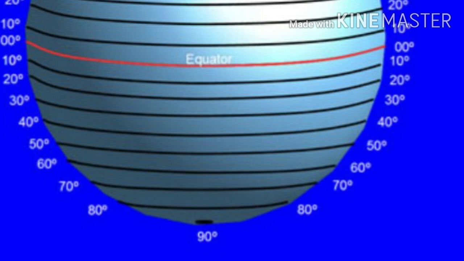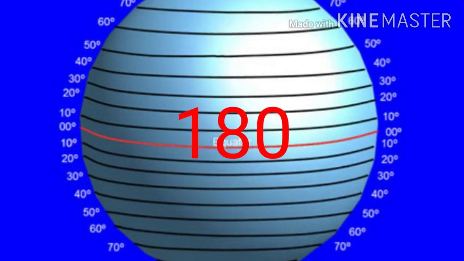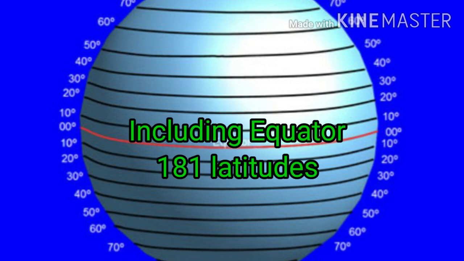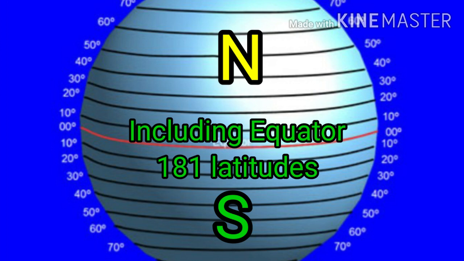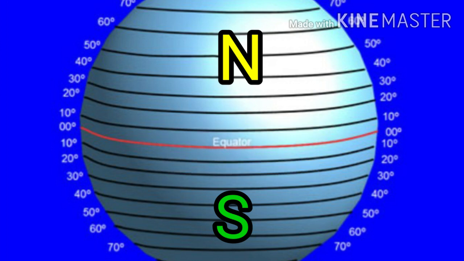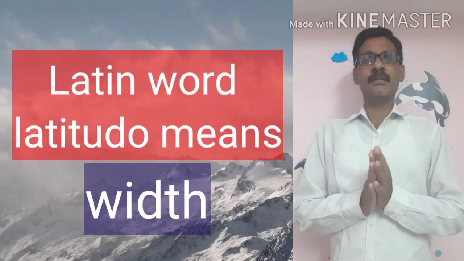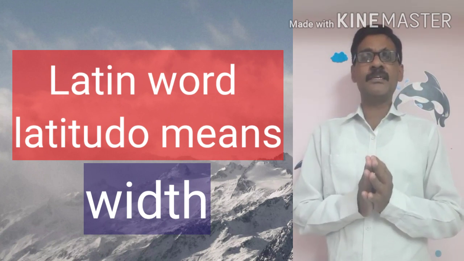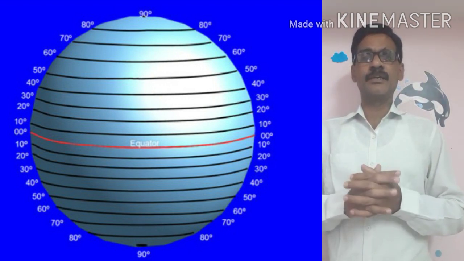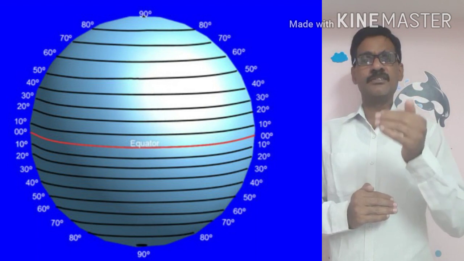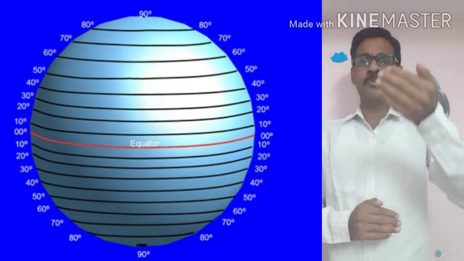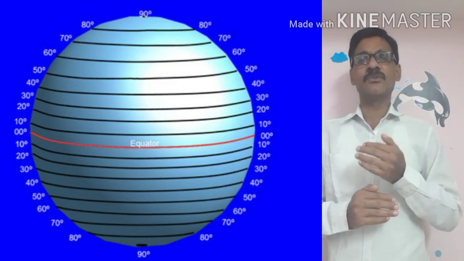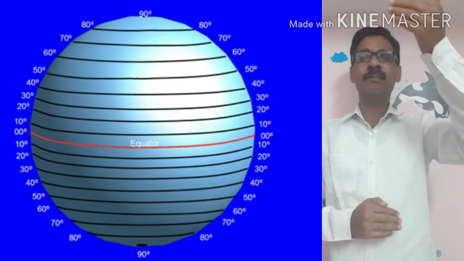When we count from the North Pole to the South Pole, there are 180 latitudes, but we are not including the equator here. Including the equator, 181. And they are designated with the direction also. The word latitude is derived from the Latin word latitudo, meaning width. There is no latitude below 0 degrees and no latitude above 90 degrees.